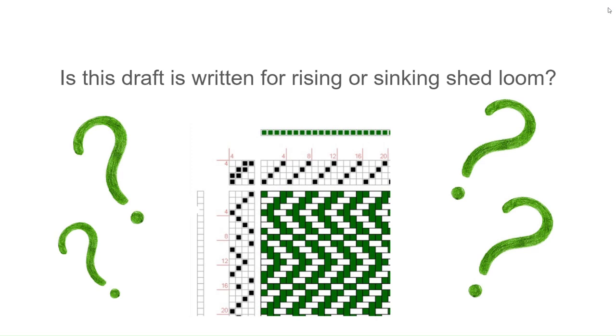Hi there. Often you find a draft online or from another weaver that doesn't tell you if it is written for a rising or sinking shed loom. Here's the way that I use to tell which way I should tie it up.